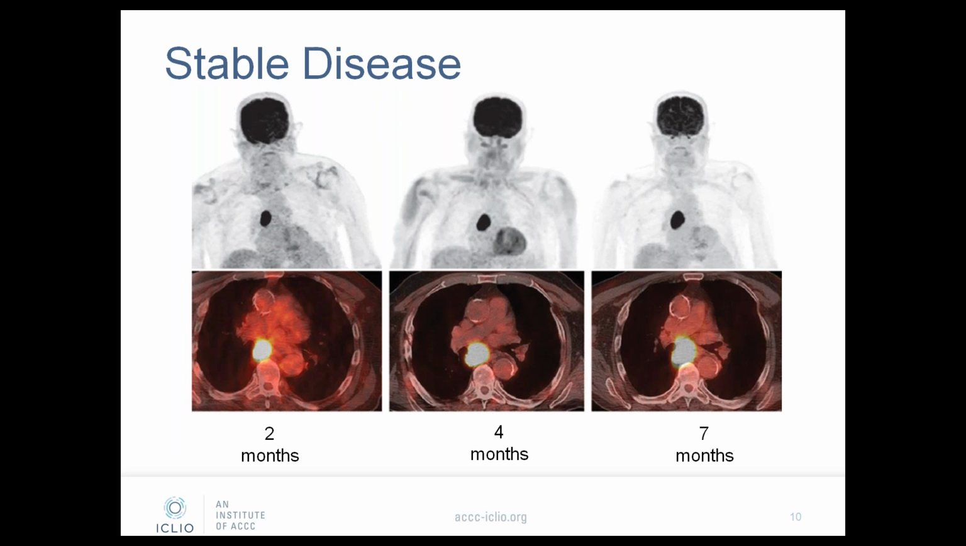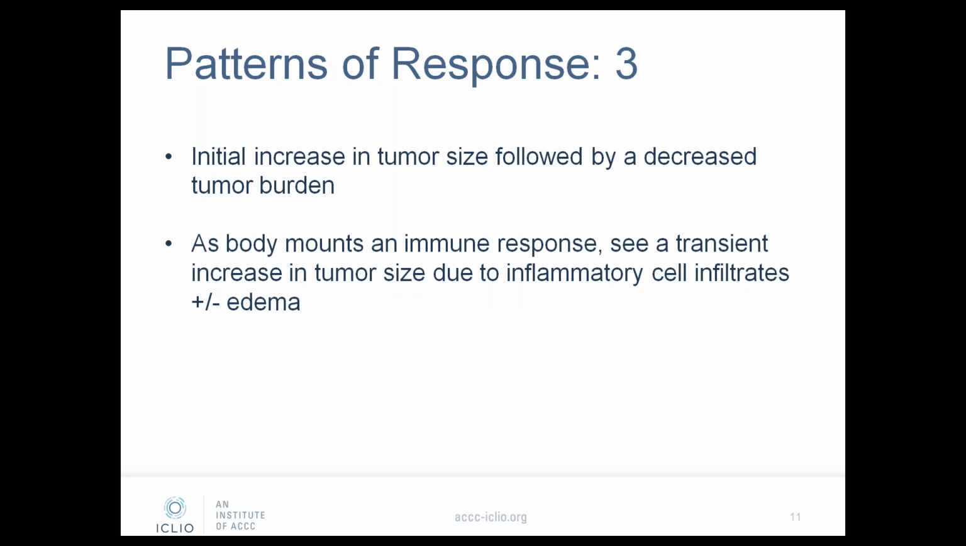The third pattern of response is an initial increase in tumor size followed by a decrease in tumor burden. And this is theorized that as the body mounts an immune response, we see a transient or temporary increase in tumor size due to the inflammatory cell infiltrates.